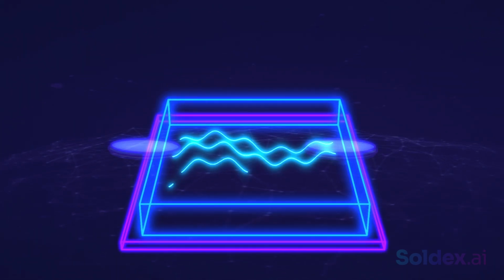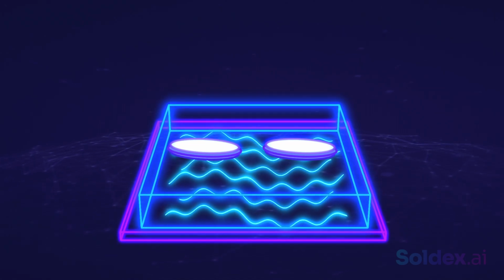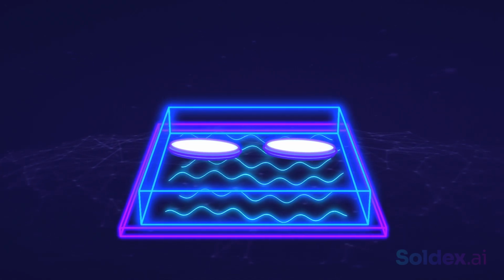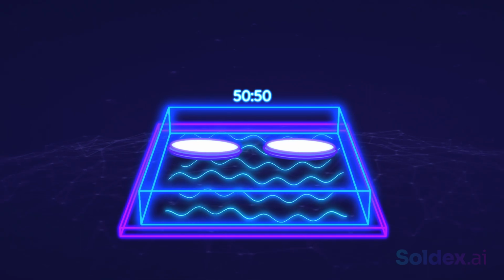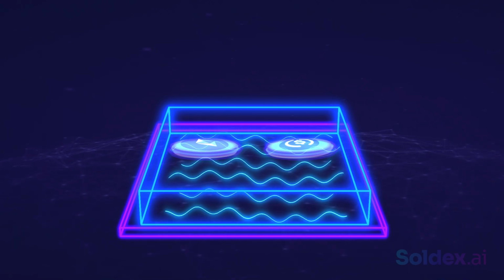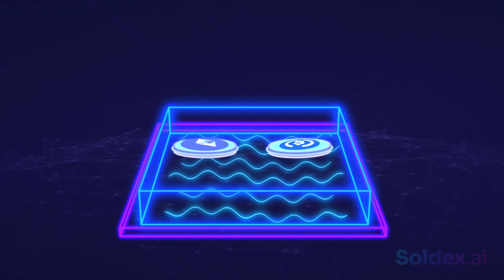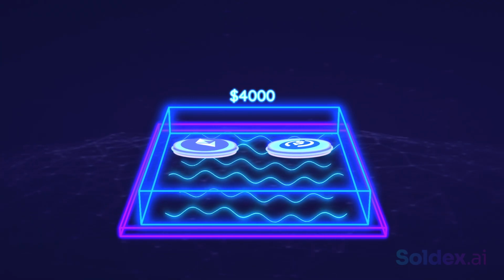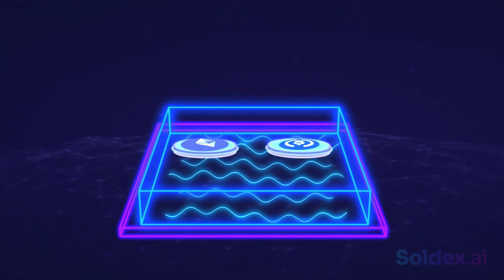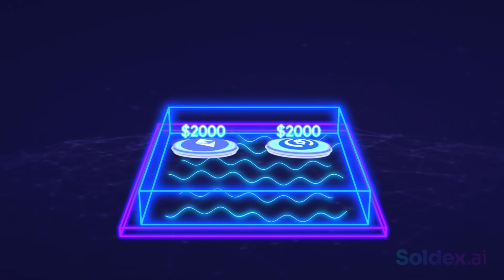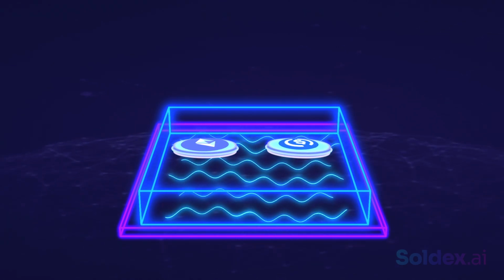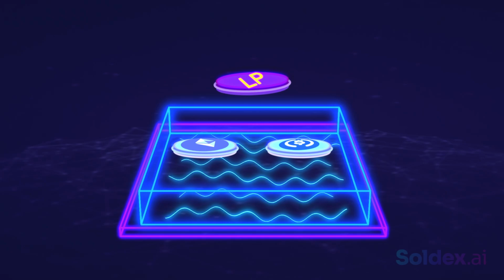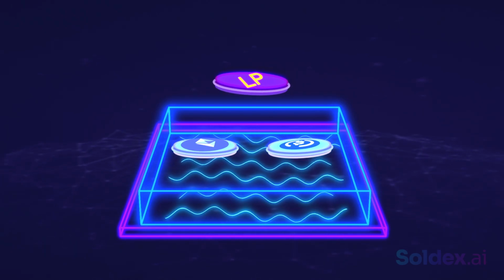Let's say you wish to provide liquidity to a dual token pool. That is a pool that contains just 2 tokens, usually in a 50-50 ratio. Let's say the pool contains ETH and USDC, and you wish to provide liquidity of $4,000. This means that you'll invest $2,000 of ETH and $2,000 of USDC into the pool. You'll be rewarded with liquidity provider LP tokens when you do this.